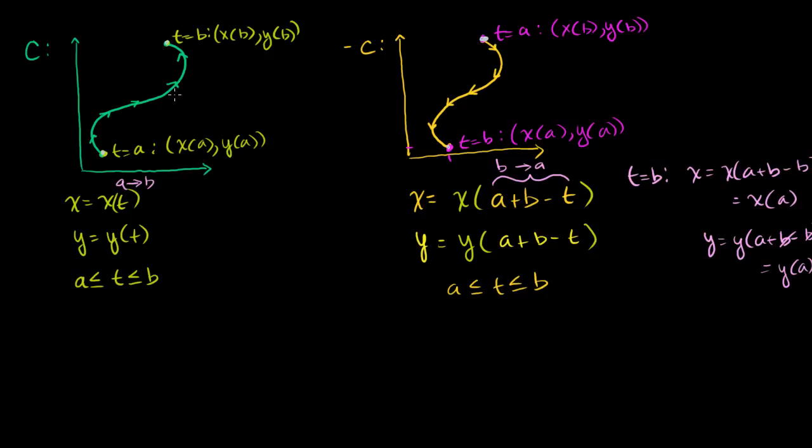And the question I want to answer in this video is how a line integral of a scalar field over this curve, so this is my scalar field, it's a function of x and y, relates to a line integral of that same scalar field over the reverse curve, over the curve going in the other direction. So the question is, does it even matter whether we move in this direction or that direction when we're taking the line integral of a scalar field? And in the next video, we'll talk about whether it matters on a vector field.